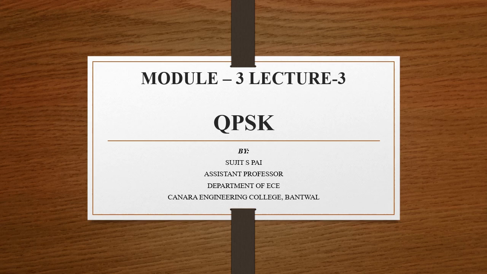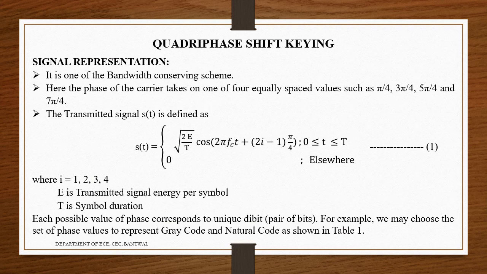In this lecture 3, we are going to deal with the QPSK. What do you mean by QPSK? Quadrature phase shift keying. As the name suggests, it is phase shift keying with 4 phases, which we call quadrature, or 4 phase shift keying. We usually term it in terms of bandwidth: it is one of the bandwidth conserving schemes.